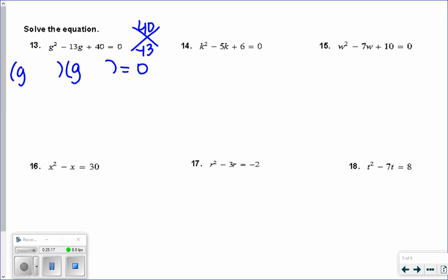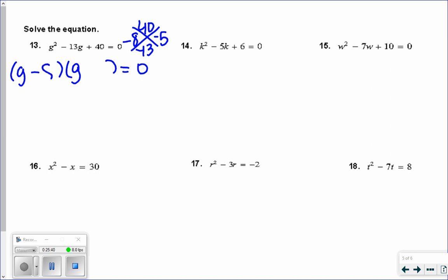So what are two numbers that multiply to 40 but have a sum of 13? After a little while, hopefully the numbers 8 and 5 come to mind. And they both have to be negative. That's okay, because it still multiplies to a positive, right? If they're both negative, that's the only way I can make this work. A negative 8 and a negative 5 multiply to positive 40, but they combine to a negative 13.